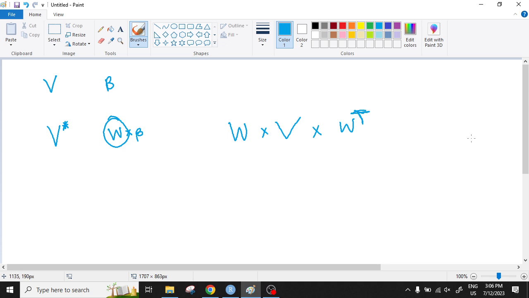There we go. Okay, so W can sometimes stand for weights, the matrix of weights. That's why it's the letter W. So it's W times V times W transpose. Okay. So why does this work?